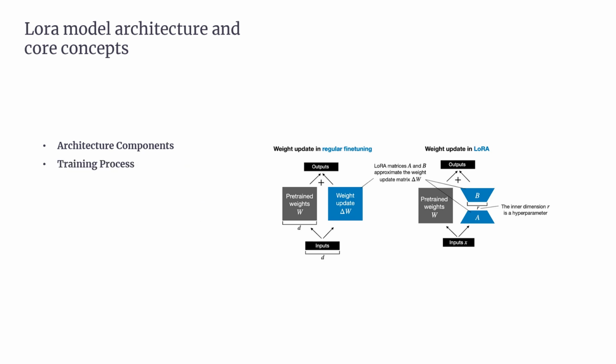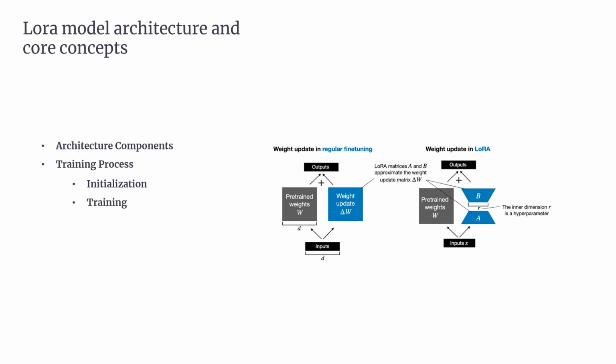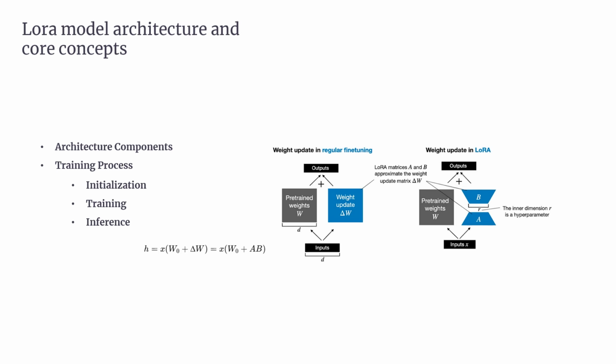The second, training process. The training process in LoRA works like this. 1. Initialization. Start with the original model's parameters, W frozen. 2. Training. Fine-tune only the new matrices A and B. These are the only parameters that will change. 3. Inference. When making predictions, the final output combines the original model weights with the updates from matrices A and B. Here, X is the input to the model, and H is the final output.